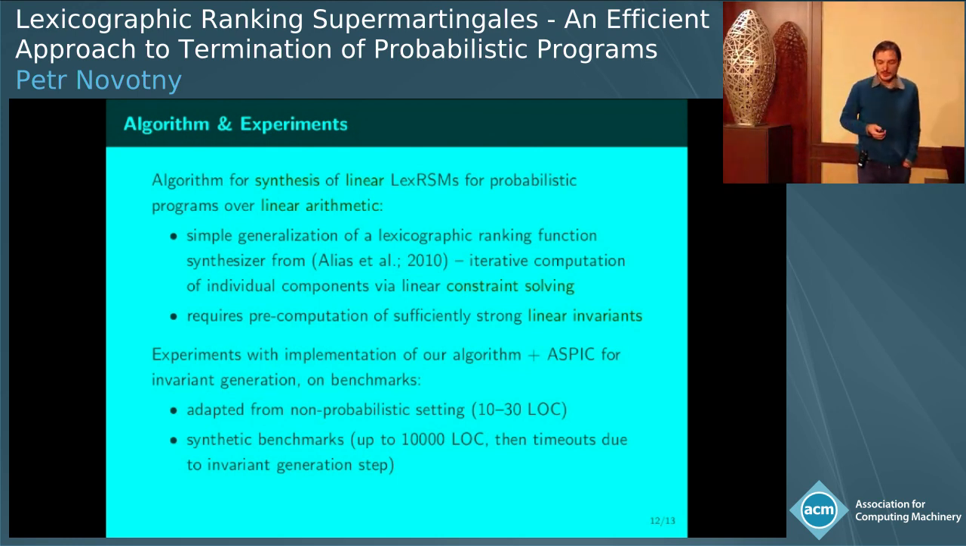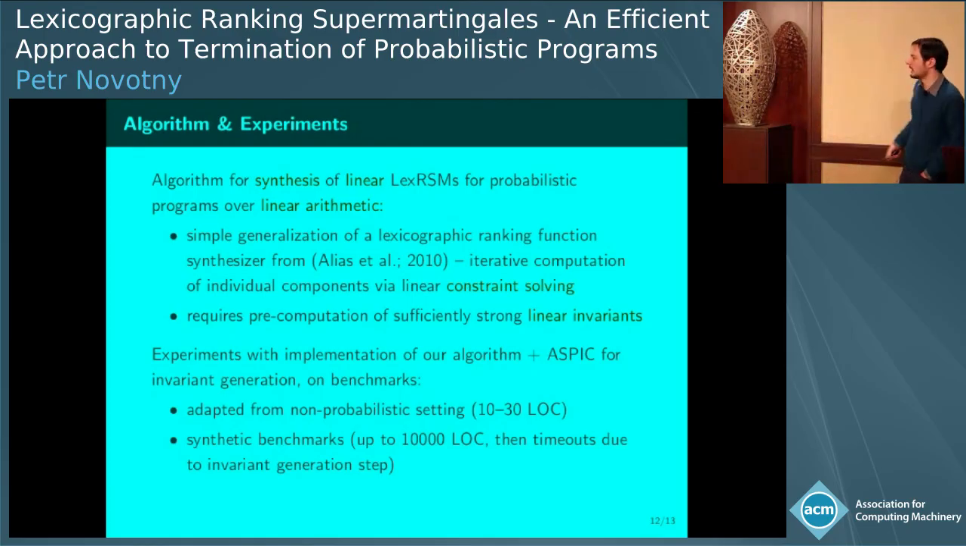where to get some idea of how such tools or such an approach might scale, we experimented with some synthetic benchmarks where we artificially created larger and larger programs, and the threshold up to which it scales well was something like 10,000 lines of code. And then the time really explodes, and the bottleneck is this completely non-probabilistic step of invariant generation. Of course, that's also not very surprising because invariant generation is, in general, expensive.